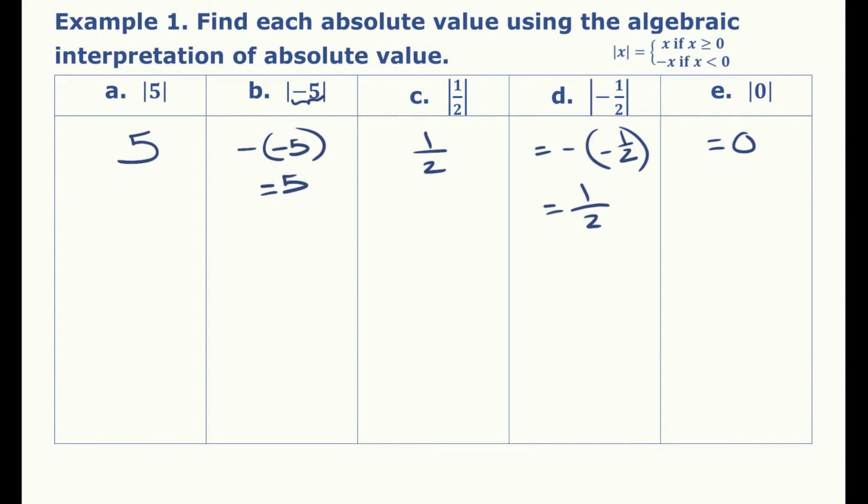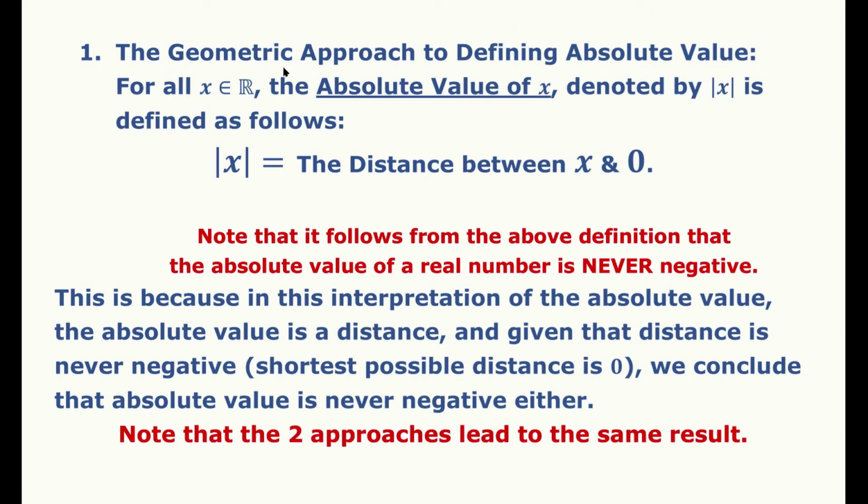Just like that, okay? Very simple, very fundamental. We need to make sure we understand it, okay? The geometric approach to defining absolute value is actually really simple, beautiful, and intuitive. For all real numbers x, the absolute value of x, denoted by x between two bars, is defined as none but the distance between x and 0. That's all it is. We define it in terms of distance, and then the definition becomes so much simpler, okay?